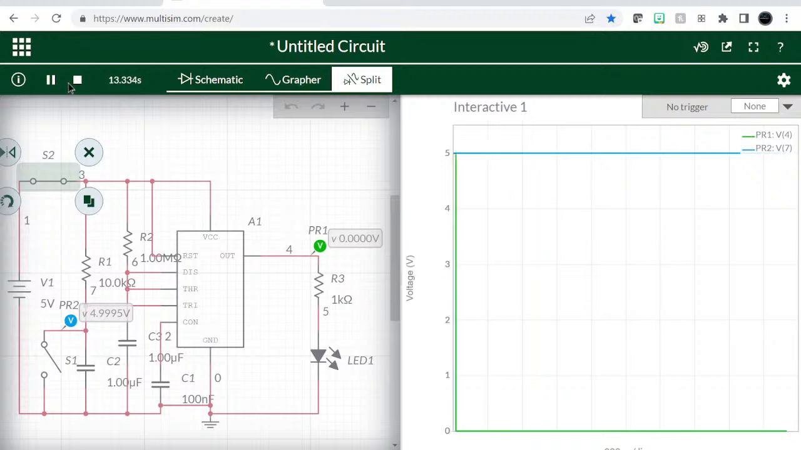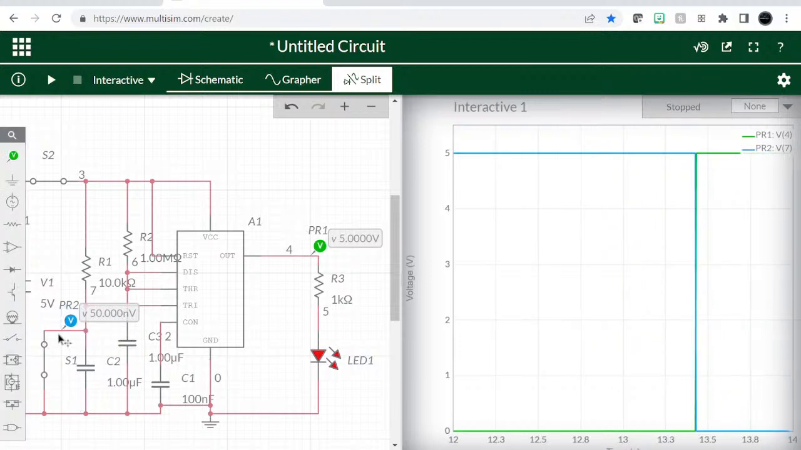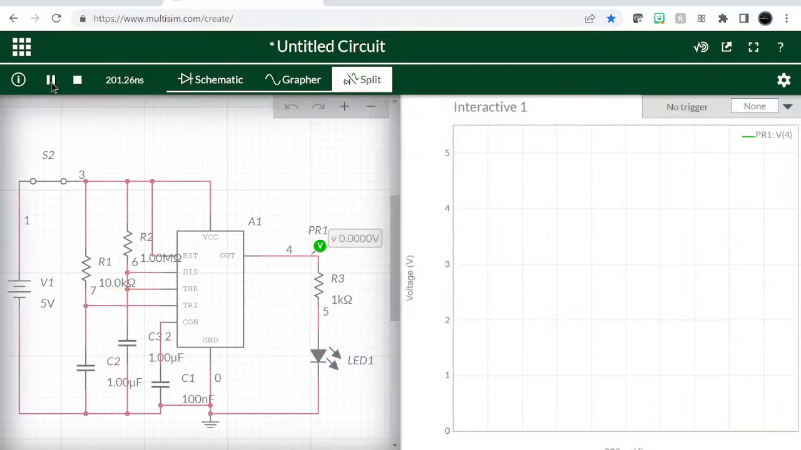I'm gonna stop this. Maybe just delete this switch for now because we don't really need it. Okay, pause. I'm just gonna remove it from the circuit. You know what? We'll just delete it. We don't need it. We'll delete it and remove this voltage here, and then we're gonna run the simulation again.